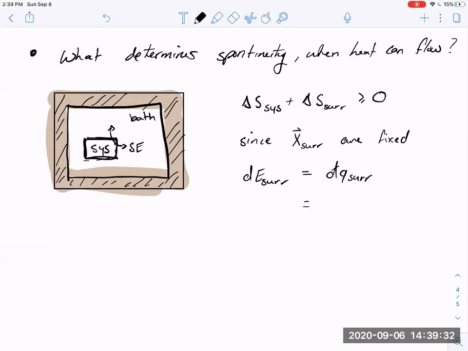Let's assert that, like before, the bath is really big. If the bath is really big, changes to the system are done while the bath stays at equilibrium. If the bath is at equilibrium, the processes are reversible. We can compute the heat by this reversible limit, whereby it's just nothing but the temperature times the change in the entropy of the surroundings.